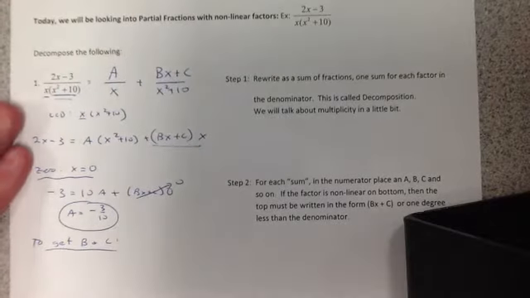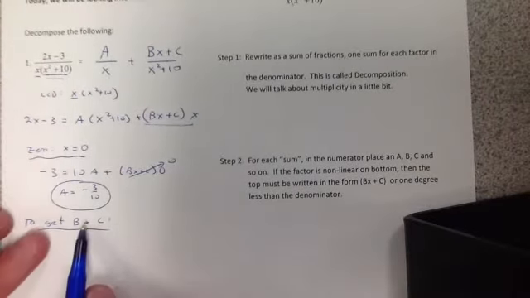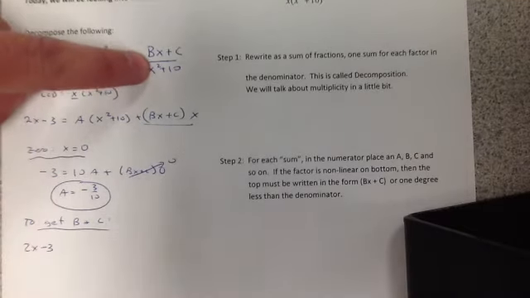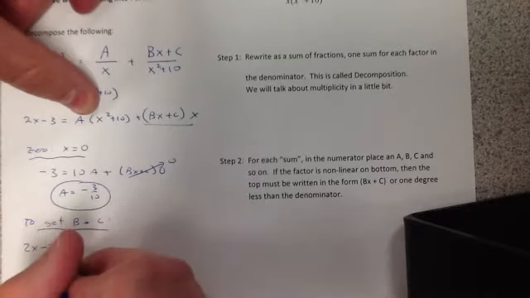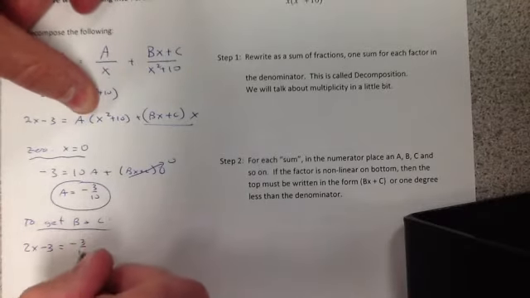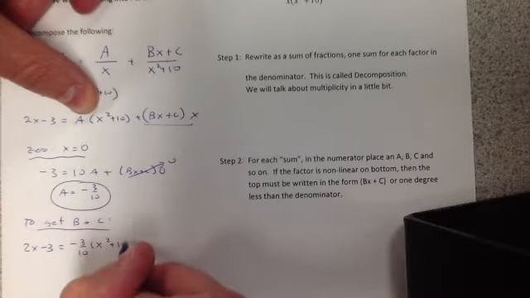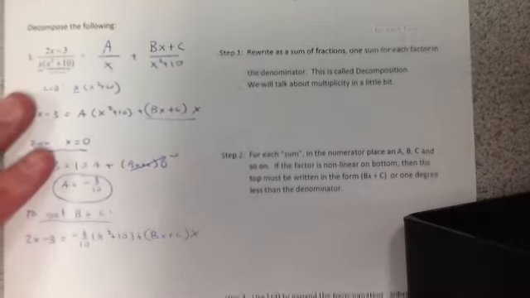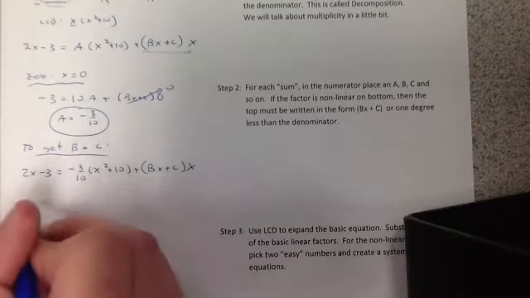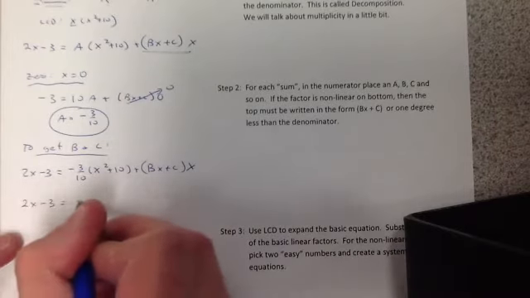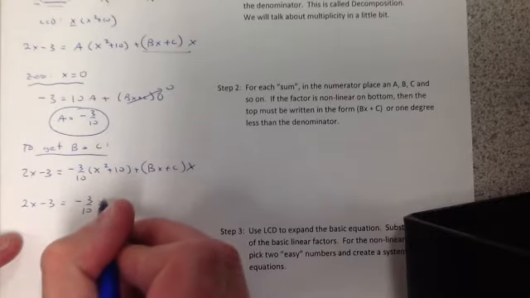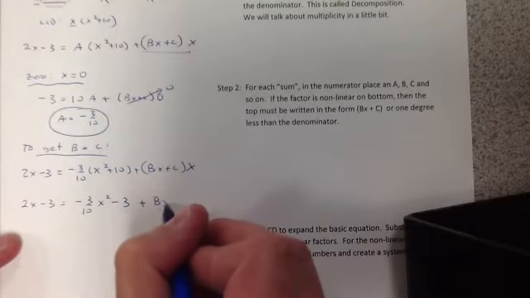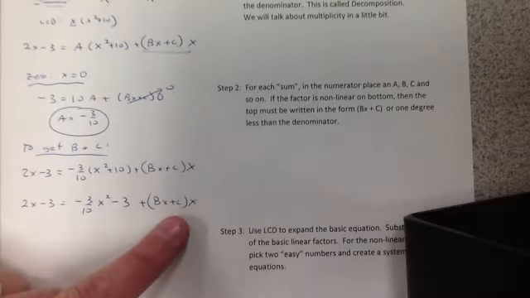we are going to use an old algebra trick. We're just going to rewrite this. We only do this if this power is different than 1. 2x minus 3 equals, we just had a is negative 3 over 10, times x squared plus 10, plus bx plus c times x. And it's really cool what we're about to do here. If I distribute, I get 2x minus 3 equals negative 3/10 x squared minus 3, plus bx plus c times x. I'm not going to distribute here for a second.